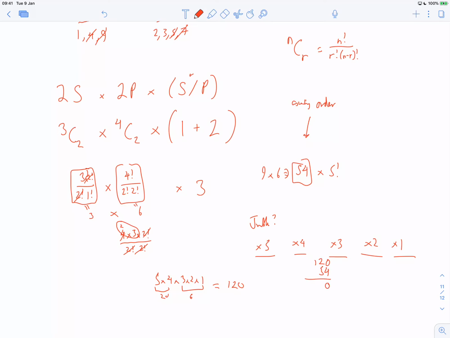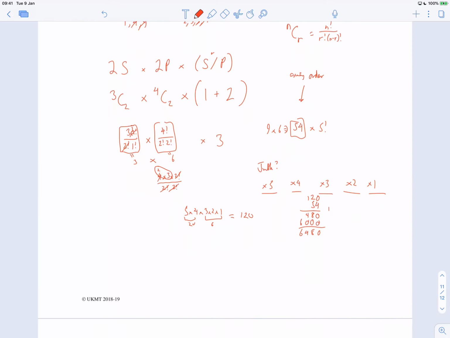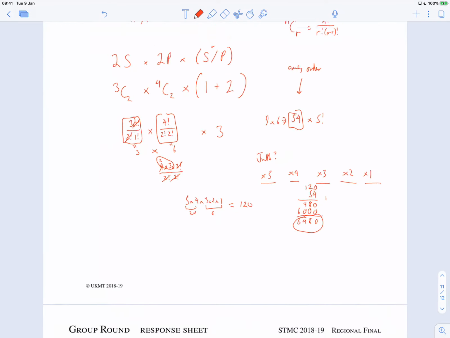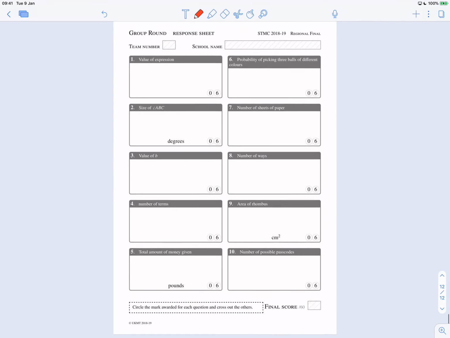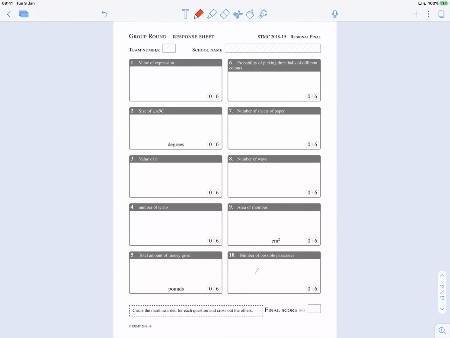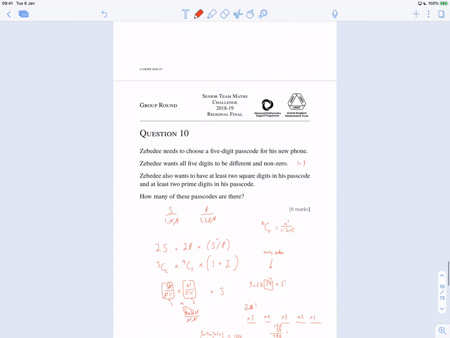4 times 0 is 0. 4 2s are 8. 4 1s are 4. 0. 5 0s are 0. 5 2s are 10. 5 1s are 5 plus that is 6. So I make that 6,480 different combinations. So let's do it properly this time. So let's have here 6480.